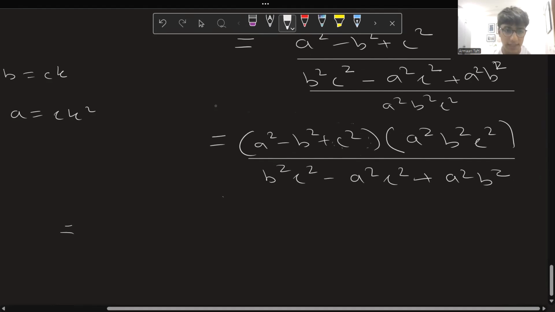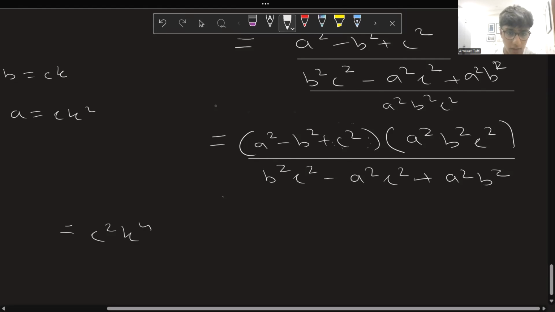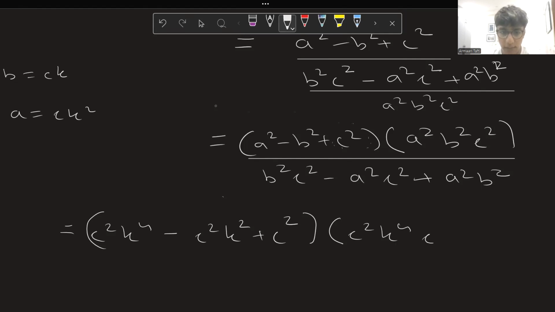a square is equal to c square k to the power 4. I'm just going to solve this slightly faster, so I'm not going to write down each and every step. So a square will be equal to c square k to the power 4, minus b square, which is c square k square plus c square, times a square, again c square k to the power 4, b square, c square k square plus c square. Make the multiplication signs.